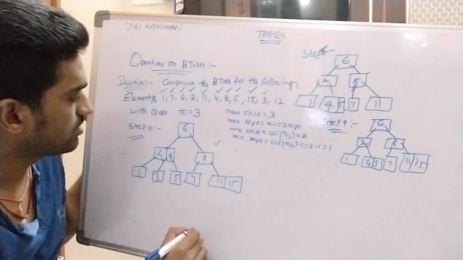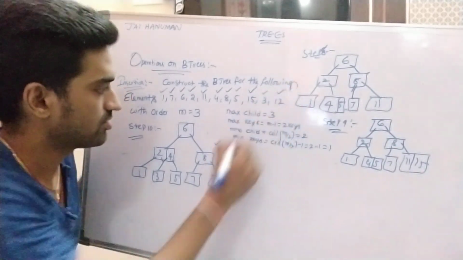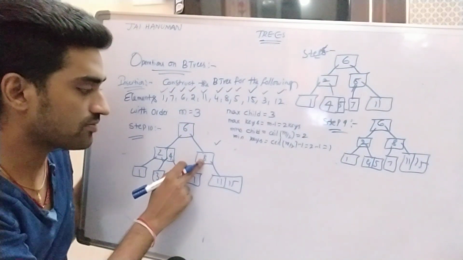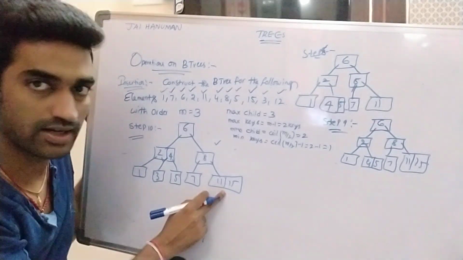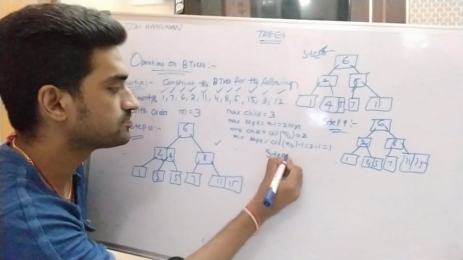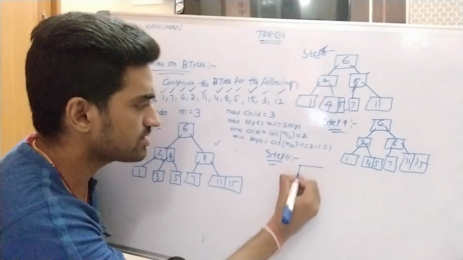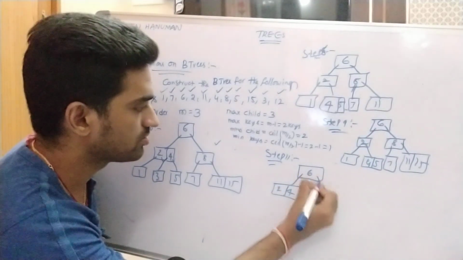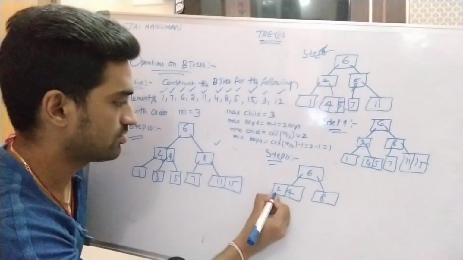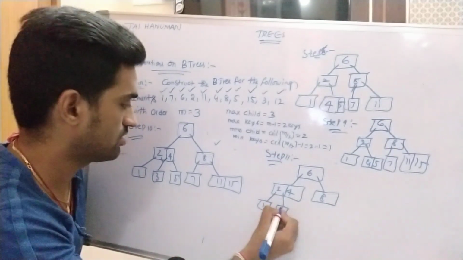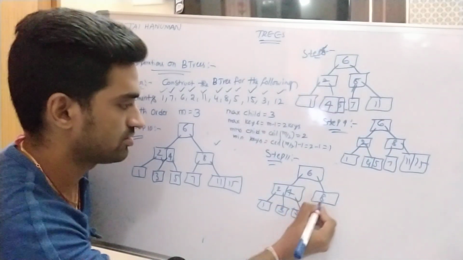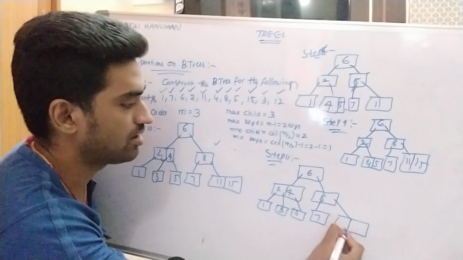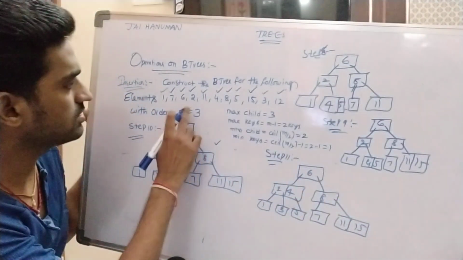Then we are inserting one more node, that is 12. When compared to 6, 12 is greater, move to the right position. When compared to 8, greater value, move to the right position. So here we are inserting 12. So what is step 11? 6, 2, 4, 8, 1, 3, 5, 7, 11, 15. So we are inserting 12.